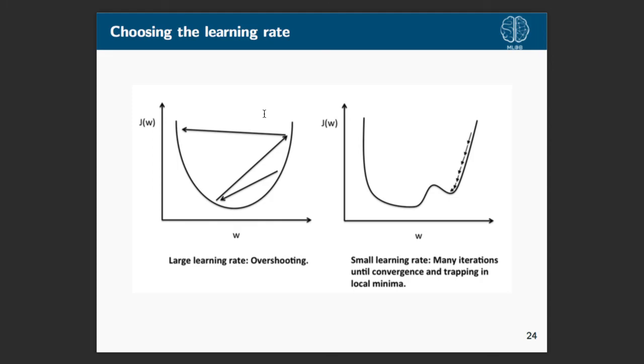So we typically want to find the right balance between a large learning rate and a small learning rate for gradient descent. Yep, question? So what's the difference between just regular gradient descent and stochastic gradient descent?